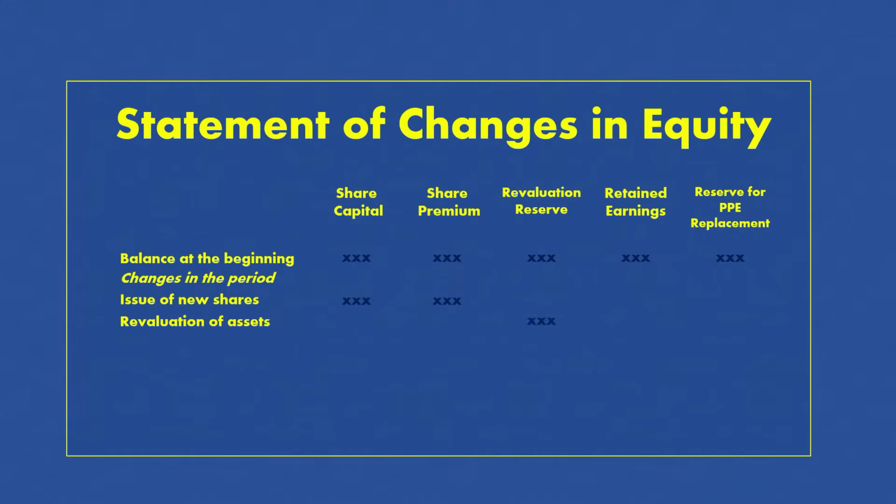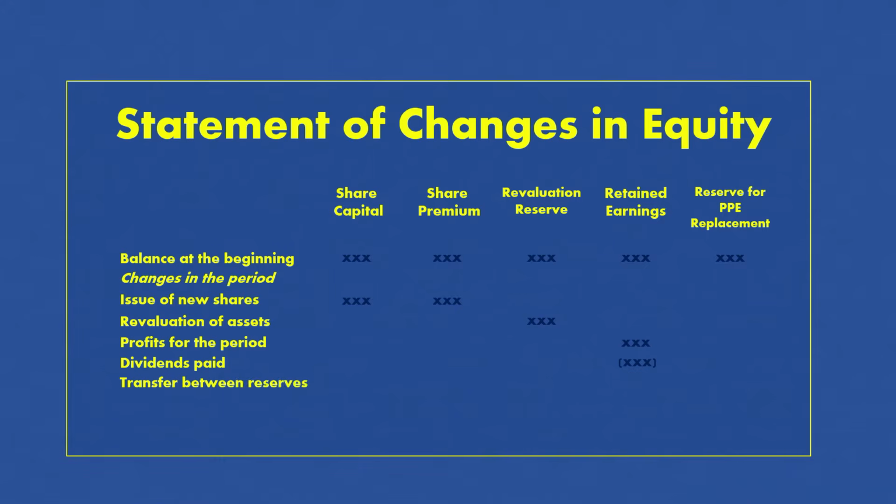Then we will cover the revaluation as well. Of course, that goes into this part here, revaluation reserve. Then we will add the profits that will go into the retained earnings. So profits for the period will also be added into the retained earnings. And then we will be talking about dividends. Of course, when dividends are paid, the retained earning component is reduced.